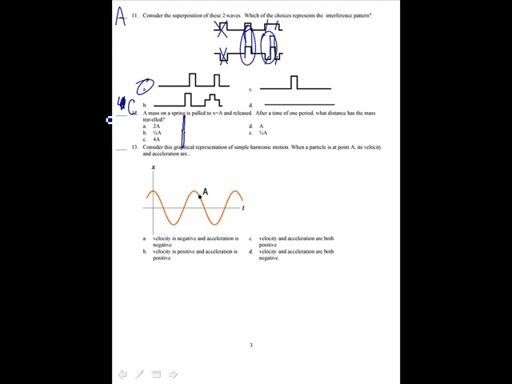Consider this representation of simple harmonic motion. The velocity, the slope here is negative. The velocity is increasing, so your acceleration is also negative. So velocity and acceleration are negative. That is A, 13. I said in class that these two are not options.